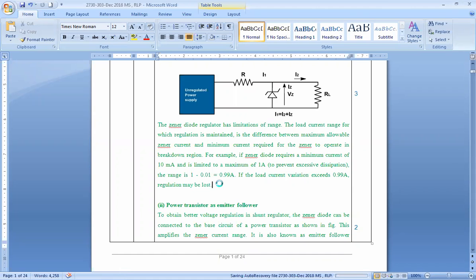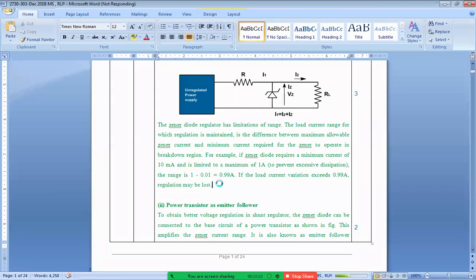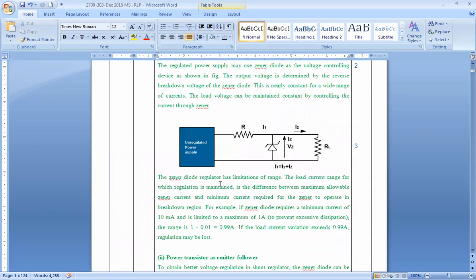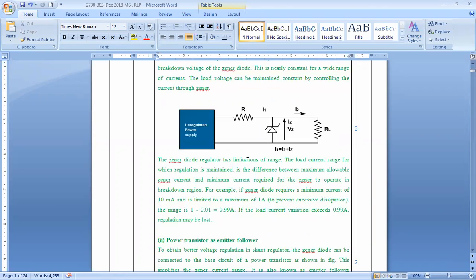Any doubts with this concept, students? Is it all fine with the Zener diode? Yes. Okay. So the Zener diode has its own range of operating frequencies, its own range of voltages and currents. So here we are extracting its property of reverse breakdown, and we are exploiting that property. Okay, fine.